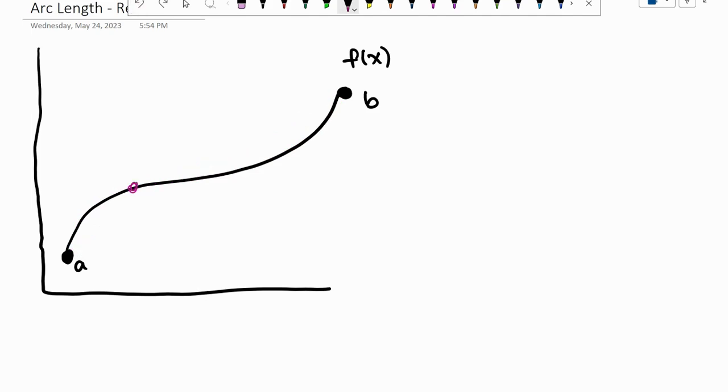Well, we could use multiple hypotenuses. So if we use 3, we can find the length of that hypotenuse, and the length of this hypotenuse, and the length of this hypotenuse, and add up all of those lengths to get an even better approximation of the arc length. However, how can we get the best approximation? There's an even better way.